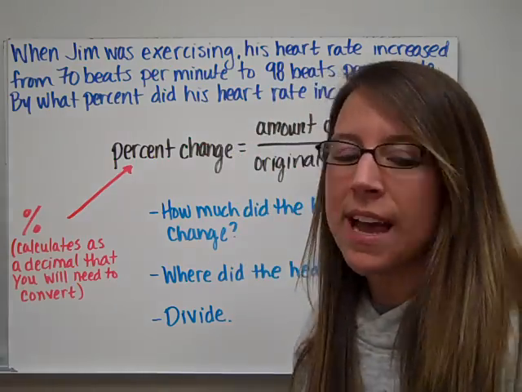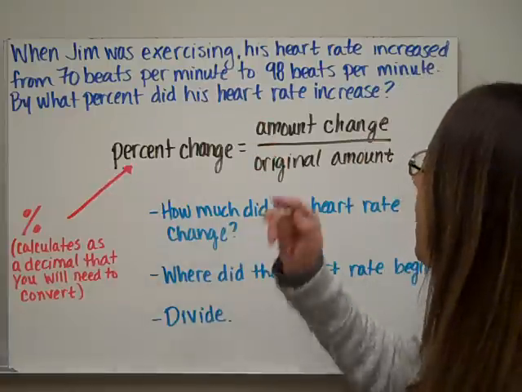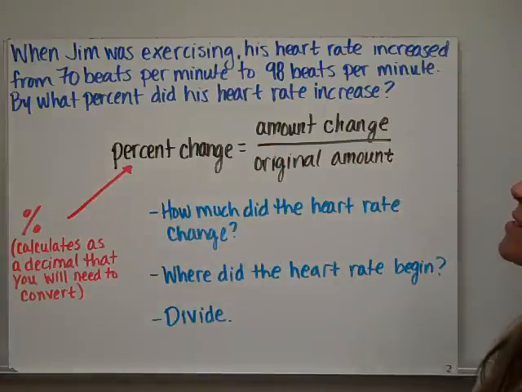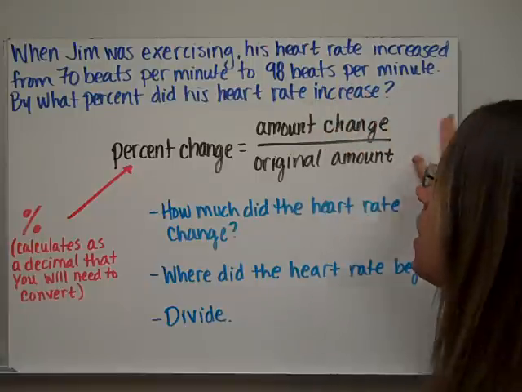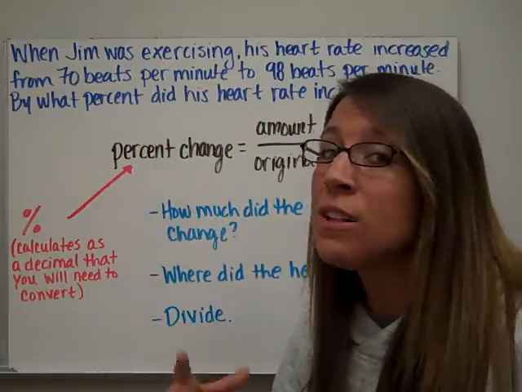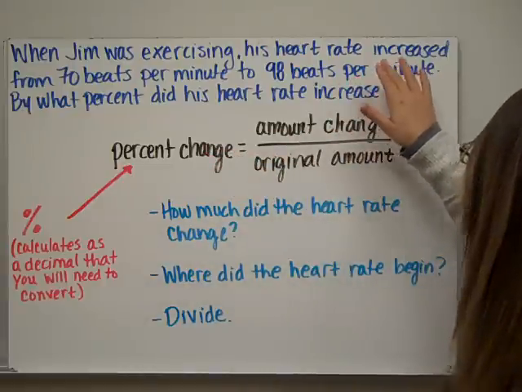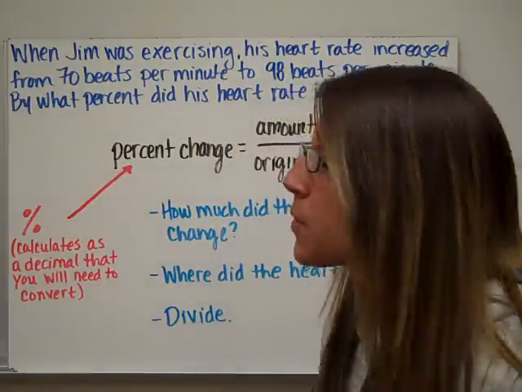So here's an example to kind of get us started with the mathematics of it. When Jim was exercising, his heart rate increased from 70 beats per minute to 98 beats per minute. By what percent did his heart rate increase? Well, first of all, it tells you that his heart rate increased. So we're going to be talking about a percent increase, okay?